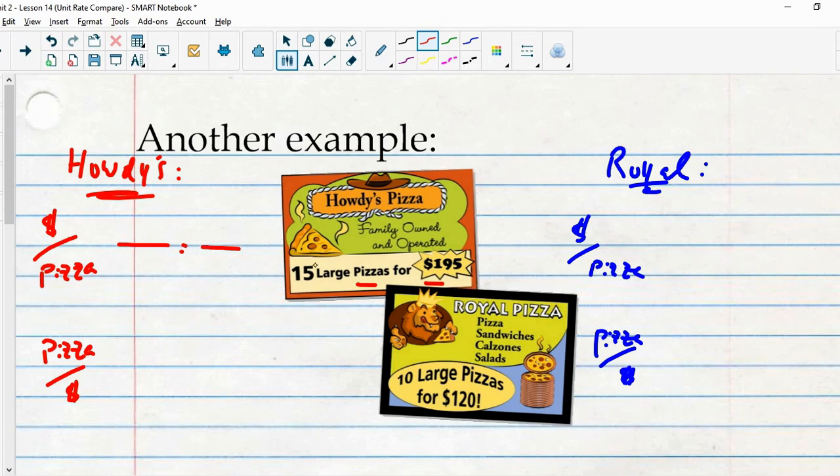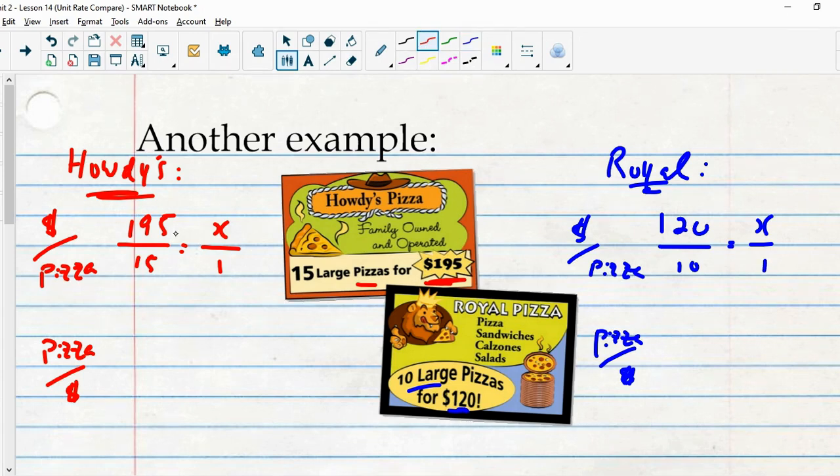Now, here, for $195, I get 15 pieces. How much for one pizza? On the other hand, for Royal Pizza, down here, for $120, I get 10 pieces. So how much is one pizza? So far so good.